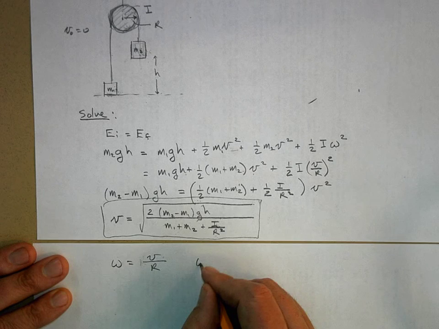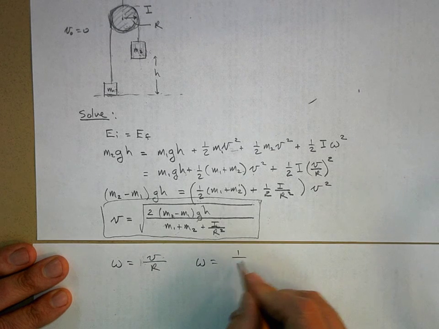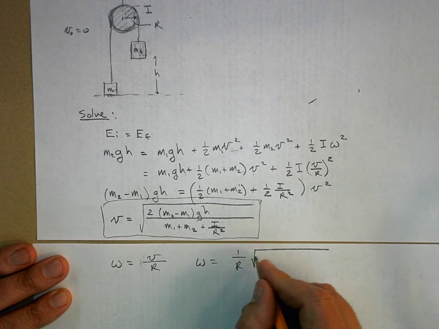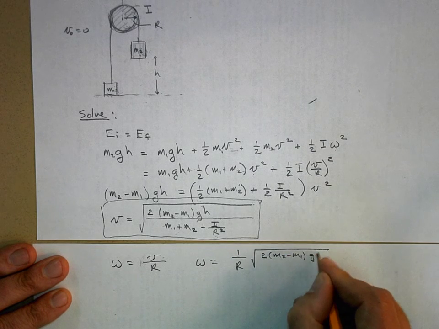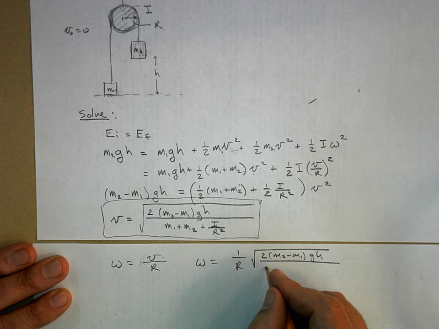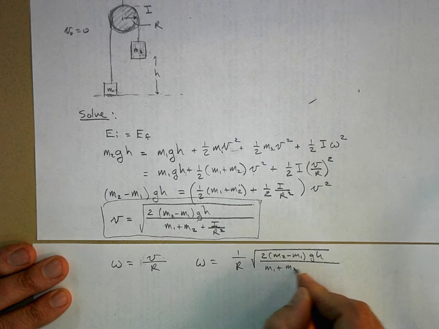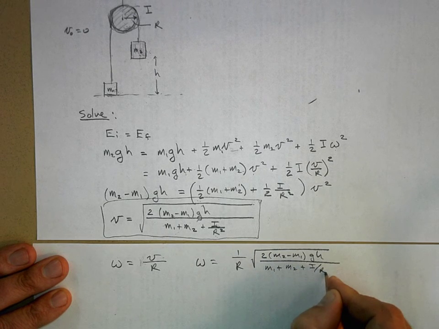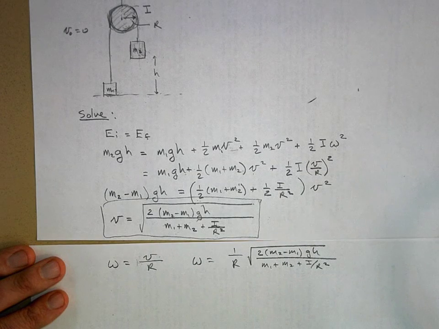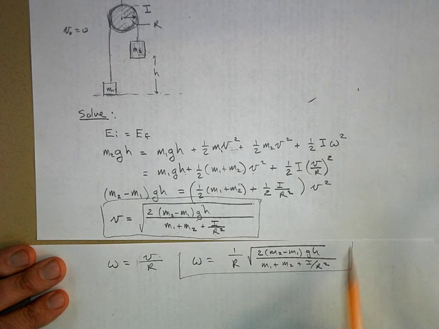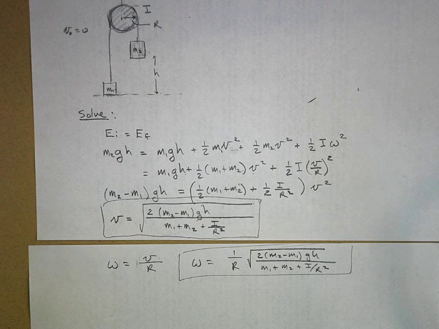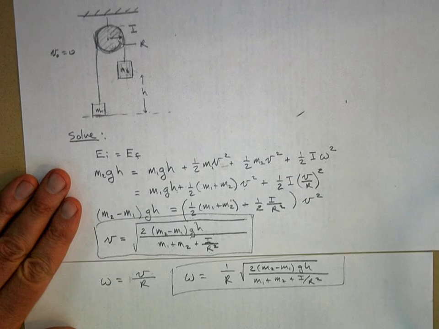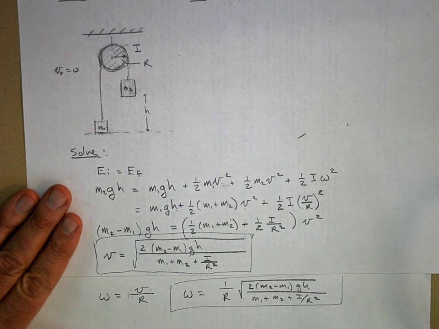And so all we have to do is take, so omega is equal to 1 over r times the square root of 2 times (m2 minus m1) gh over (m1 plus m2 plus I over r squared). And I don't think there's any way to reduce this down any further. And that is the answer that the book has. So yeah, that is it.